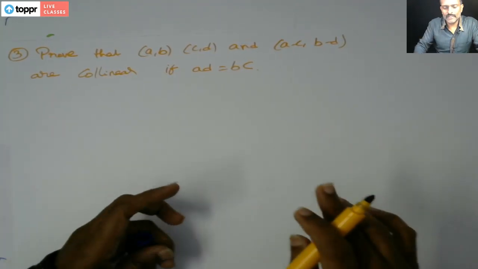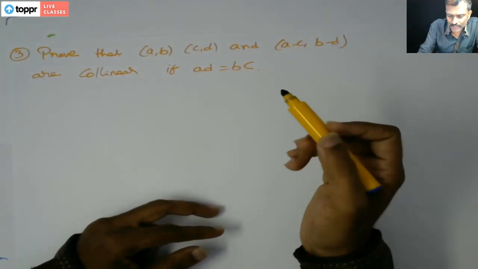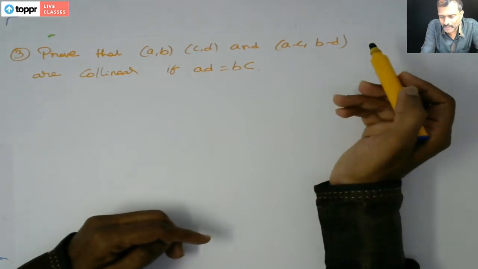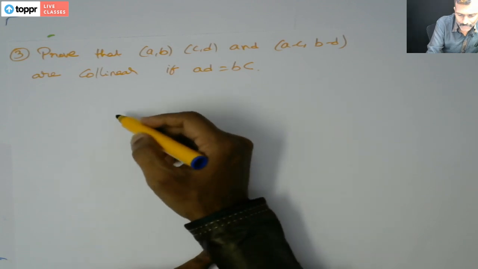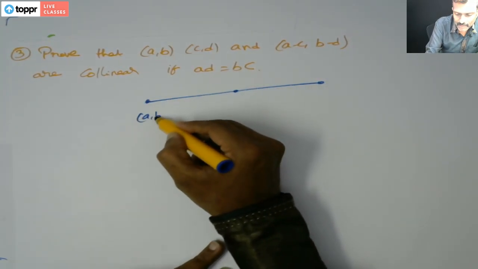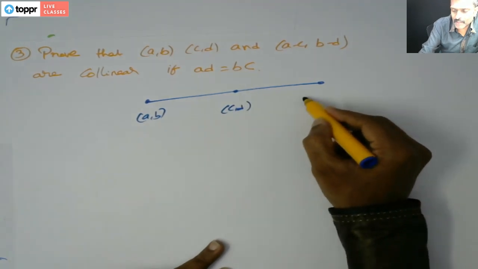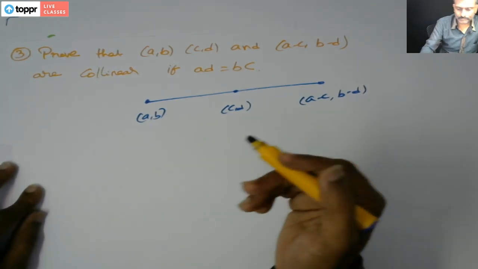And the last one we will discuss is collinearity. We already discussed it, right? Like when the slopes are equal. So he gave 3 points and proved that they are collinear when AD is equal to BC. So what are the 3 points? Let us mark them for reference. I'll take them as A comma B, C comma D, and A minus C comma B minus D.